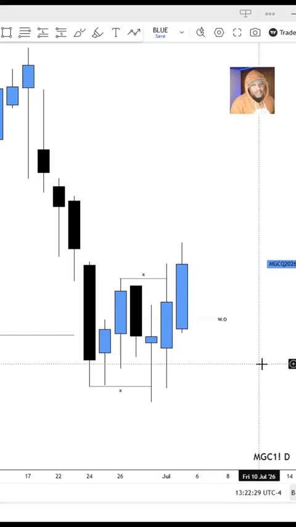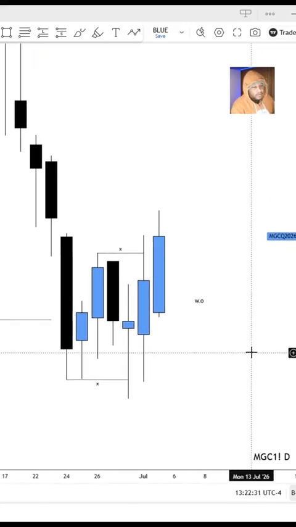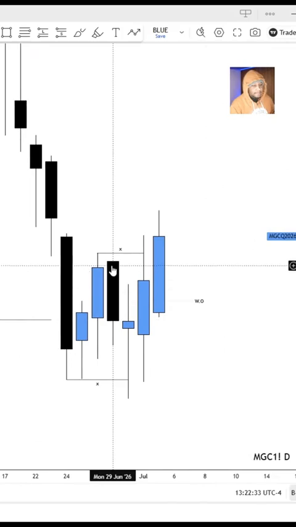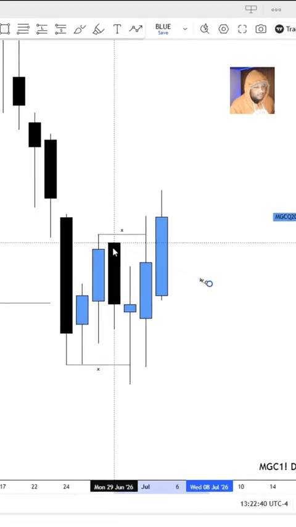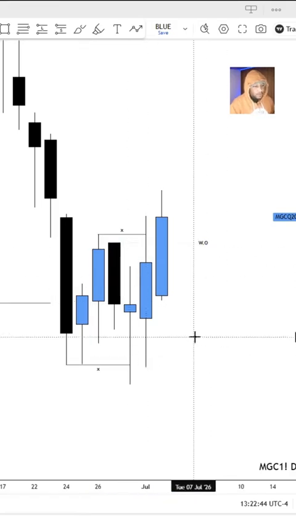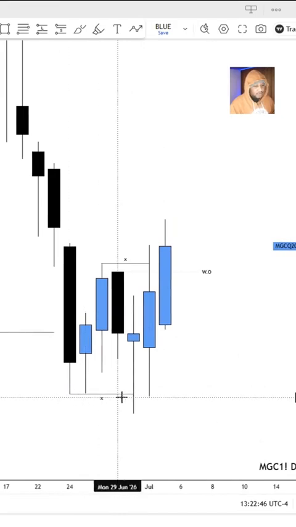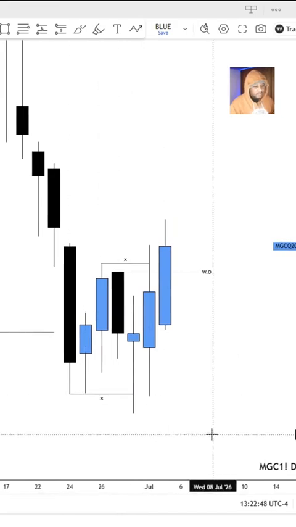So looking at the daily time frame over here, I can clearly see that this is Monday. We have a weekly open over here. So we have an open low week, right? And we sweep out this previous week's low, right?